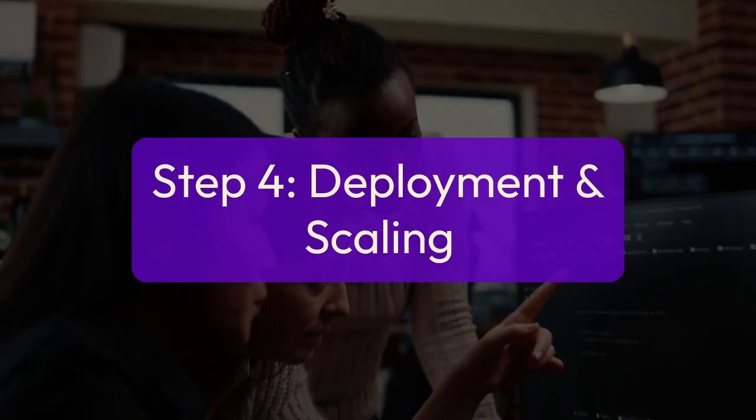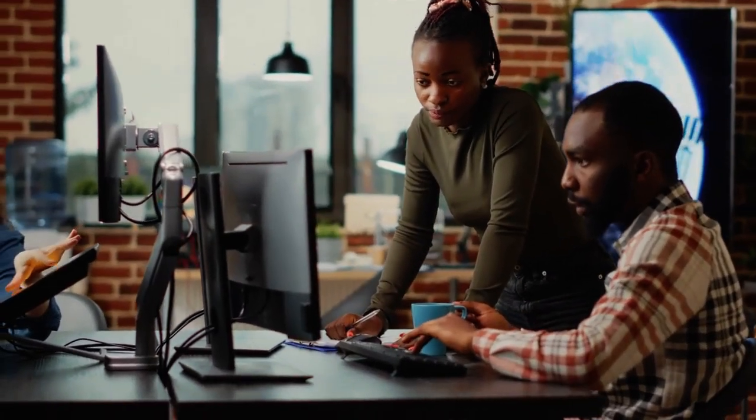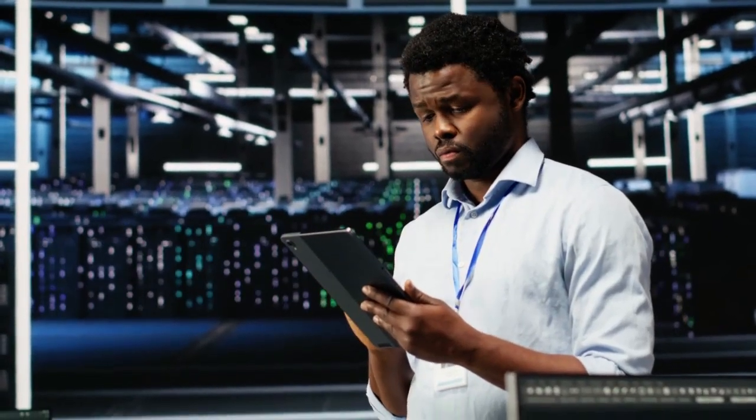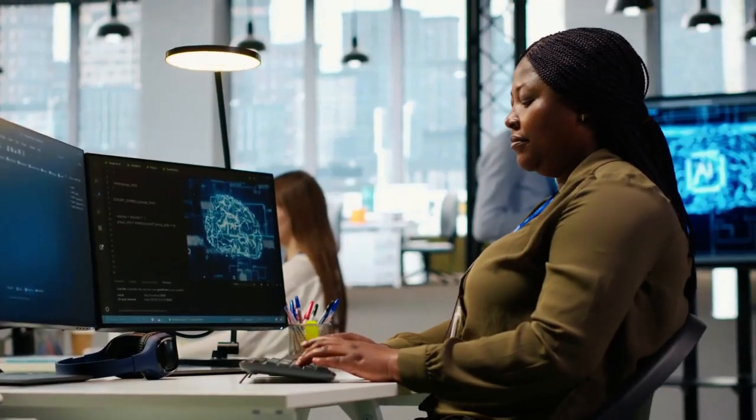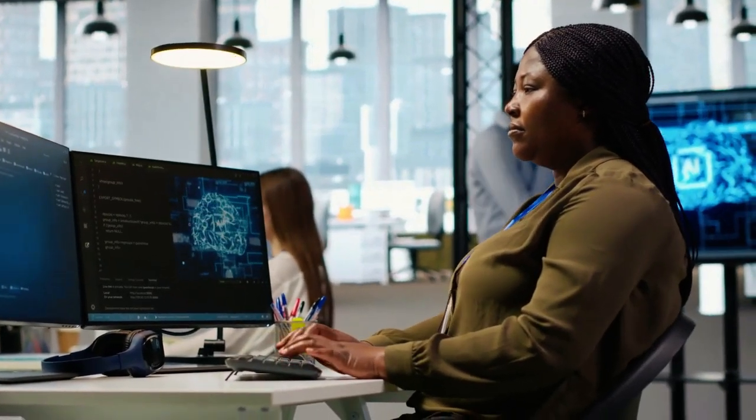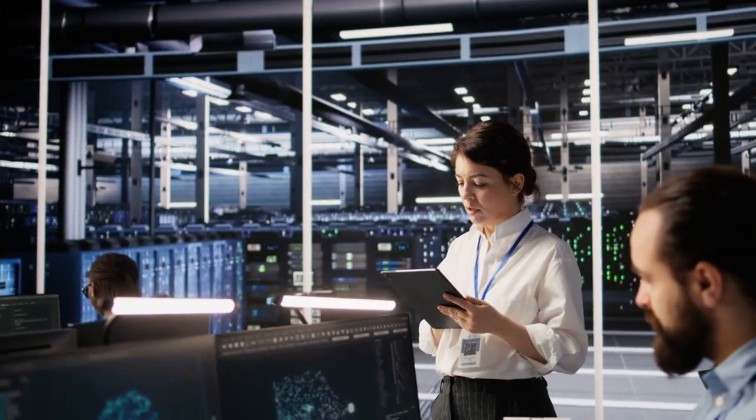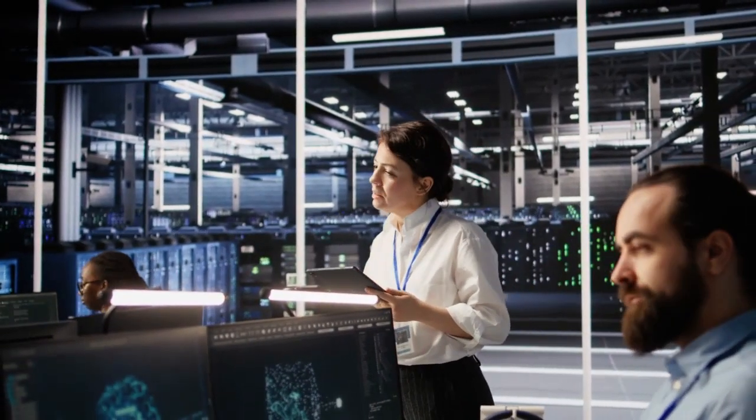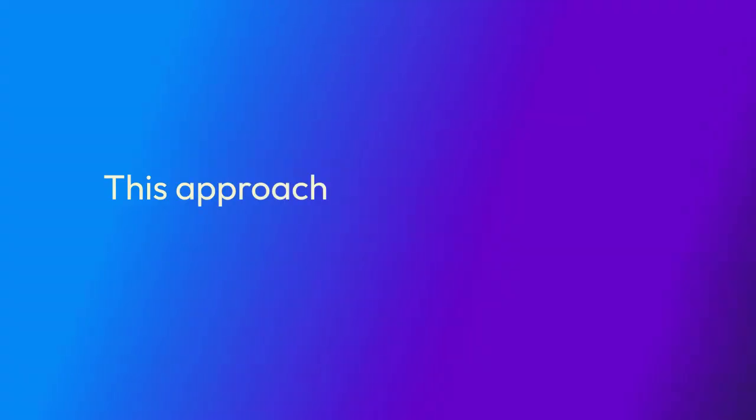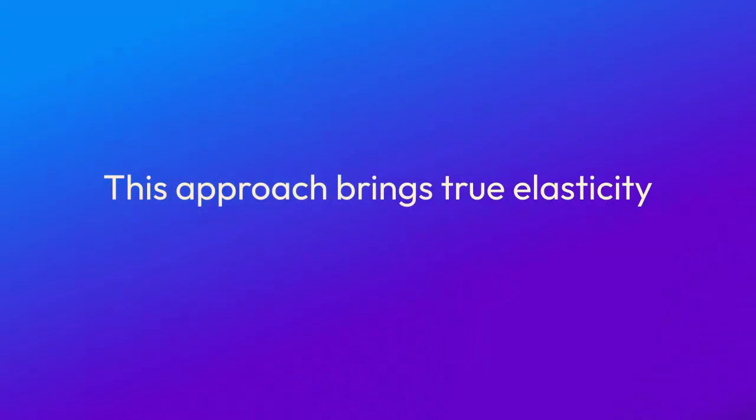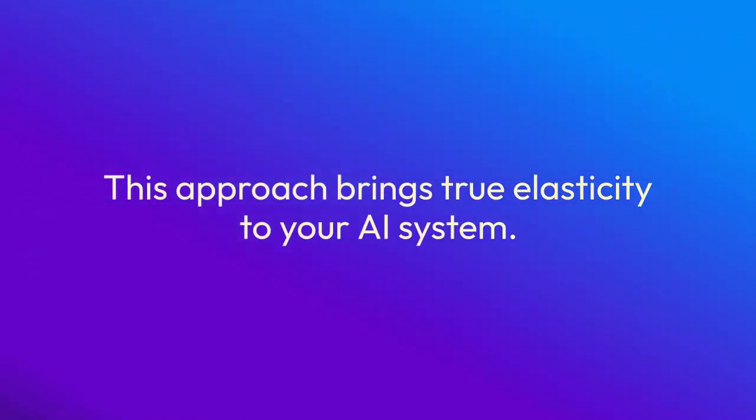Step 4. Deployment and scaling. Because each agent runs independently, containerization is ideal. Use Docker to package each agent with its dependencies. In production, orchestrate them using Kubernetes, defining one deployment per agent type. Add horizontal pod auto-scaling so that agents scale automatically under heavy workloads. This approach brings true elasticity to your AI system.